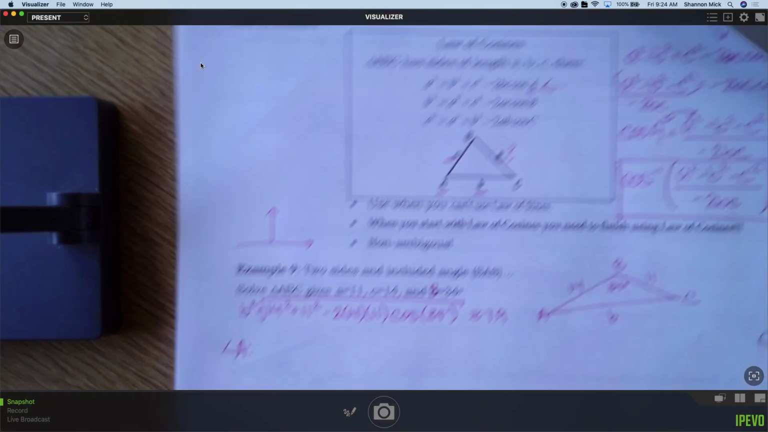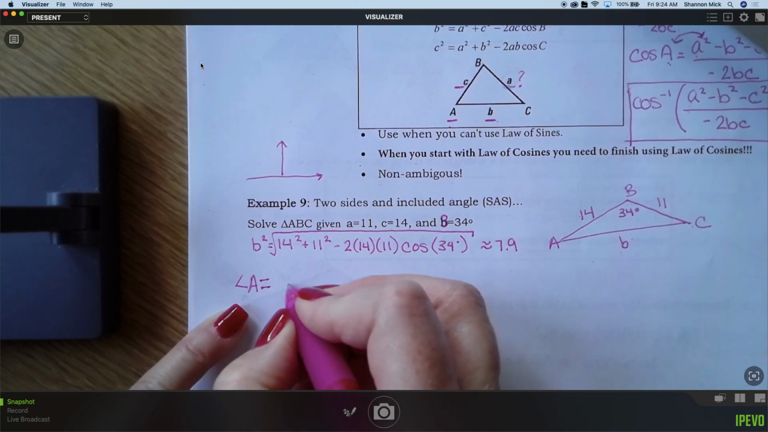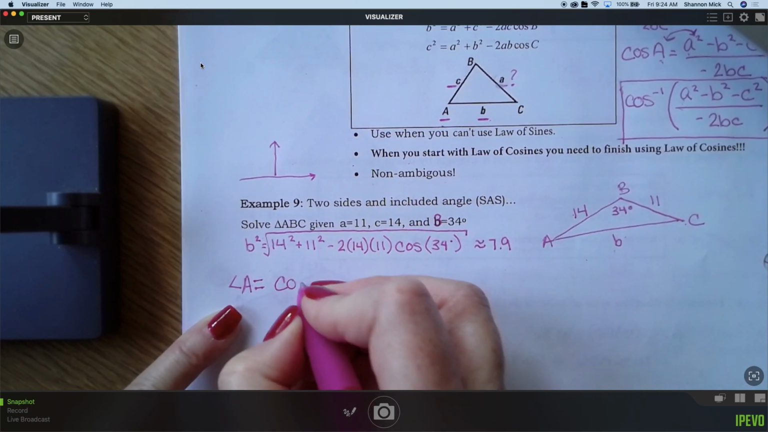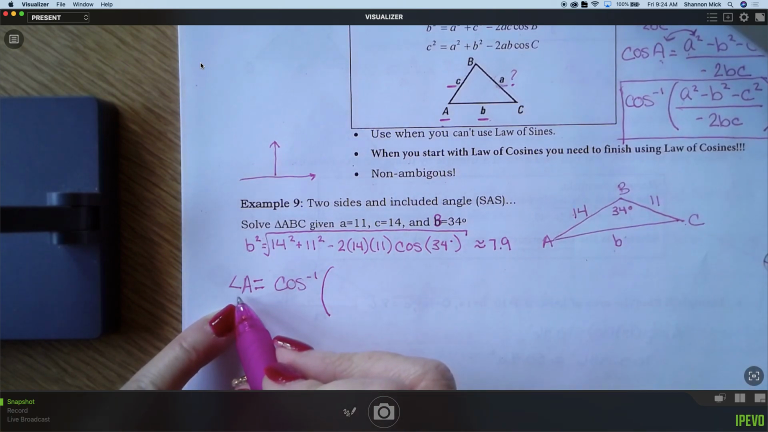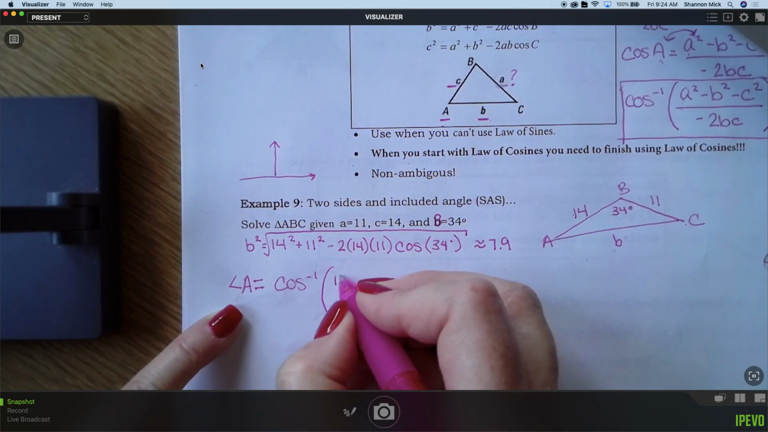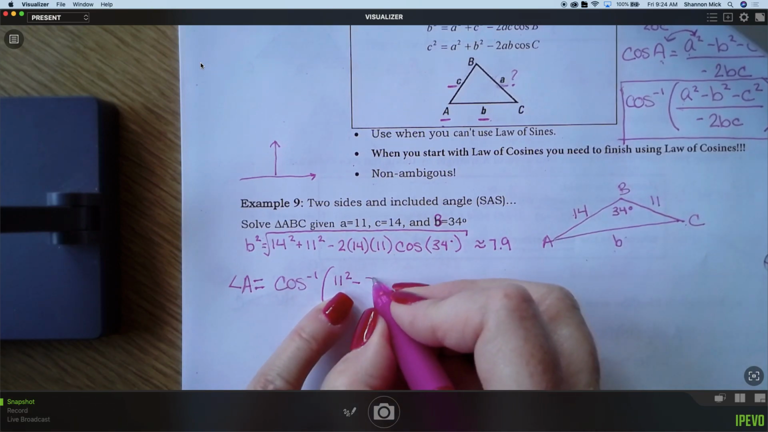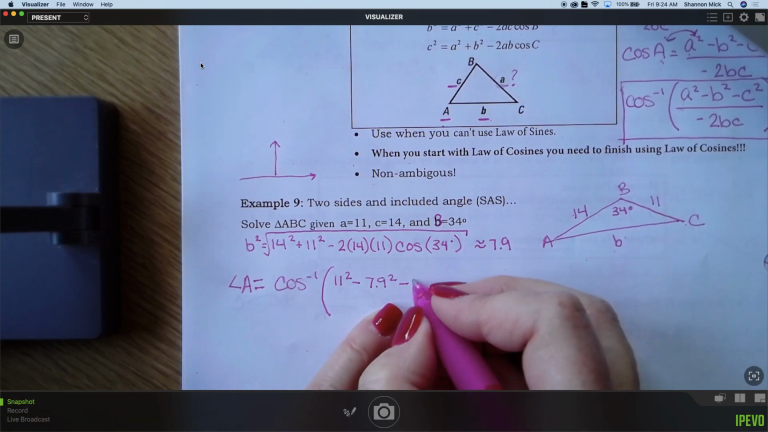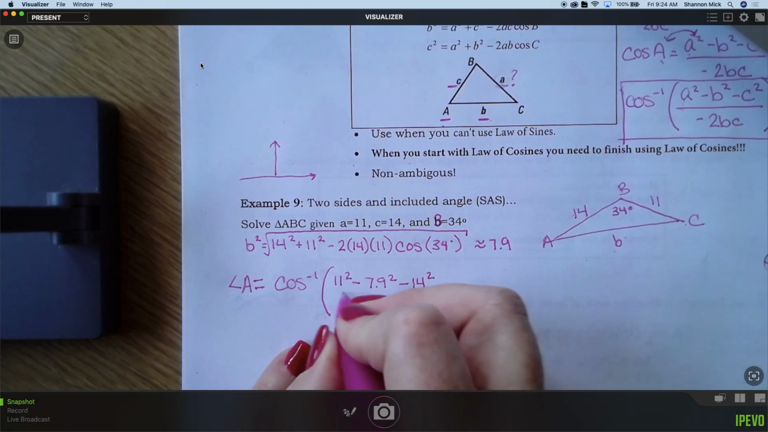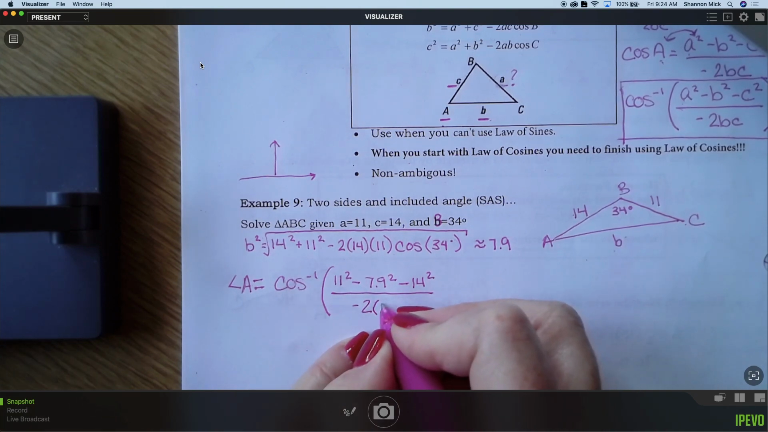Okay, so angle A is going to equal inverse cosine. Okay, so angle A, so I need side A. What's side A? 11 squared minus the other side squared, 7.9, minus the other side squared, over negative 2 times the other two sides.